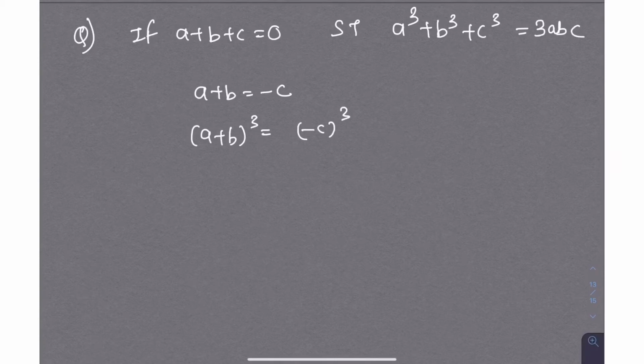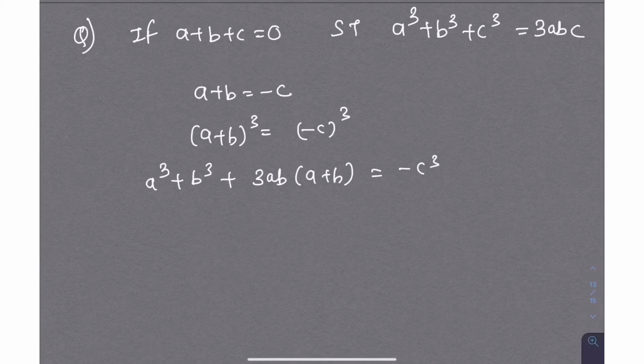So when we expand a plus b the whole cube, the formula is a cube plus b cube plus 3ab into a plus b is equals to minus c cube. Because when we expand minus c cube, we'll be doing minus c into minus c into minus c. Minus into minus is plus, c square into minus c, and plus into minus is minus c cube. So this is the proof that minus c, the whole cube value is minus c cube.